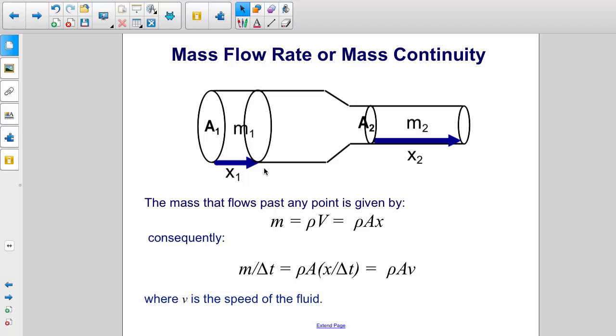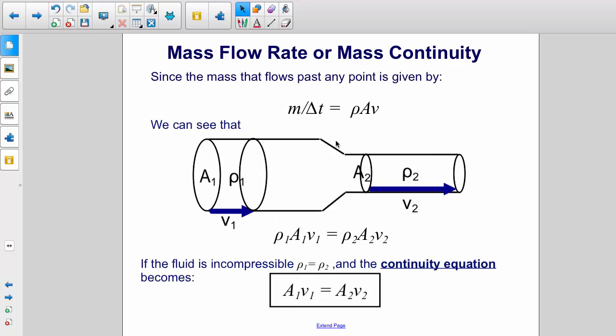Consequently, if we divide everything by delta t to find out the mass per unit time, we have rho A times x divided by delta t, which we know to be velocity or speed. So we have mass per unit time is given by rho times A, the cross-sectional area, times v, the velocity.